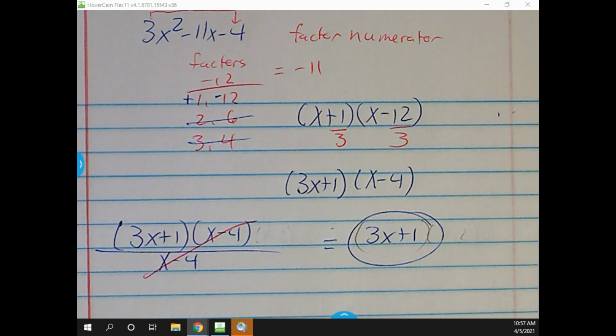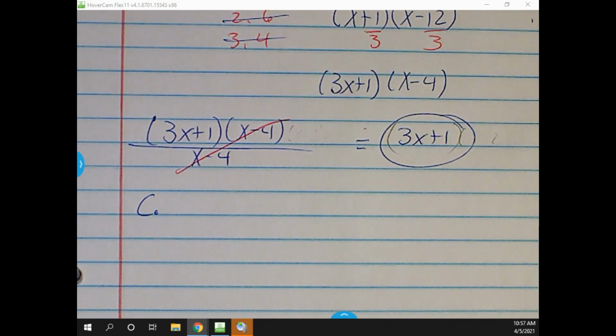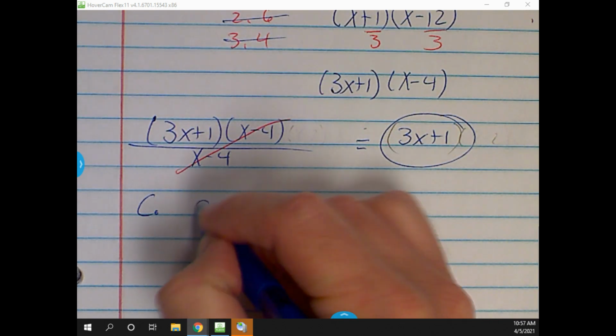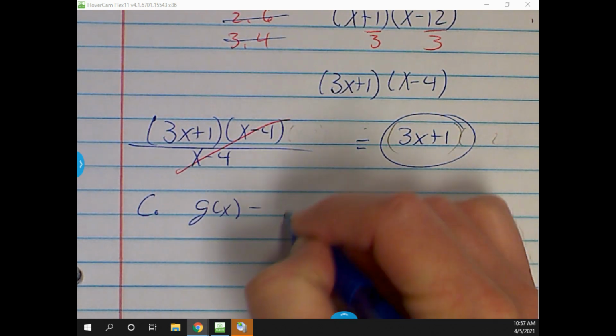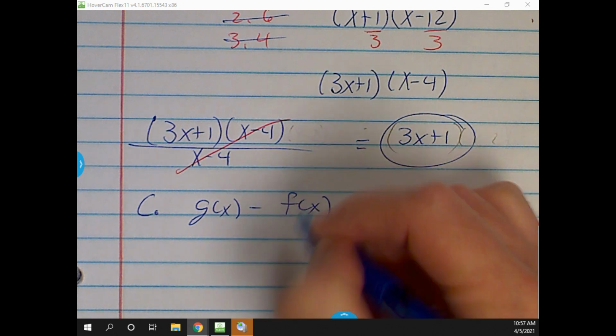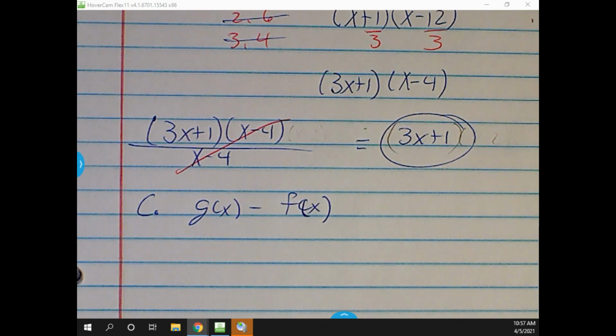Okay. Oh, now one other thing. I'll show you this one real quick. It doesn't always have to be f of x first. For these problems, sometimes they'll do g of x minus f of x. So sometimes people automatically assume that it's always f of x first. They can do these in any order.